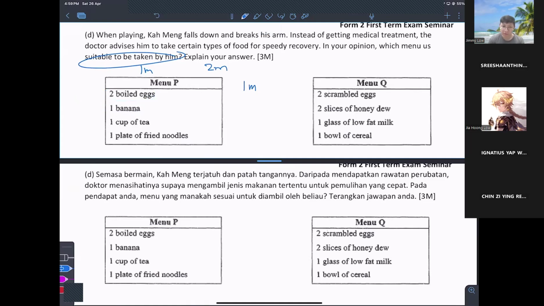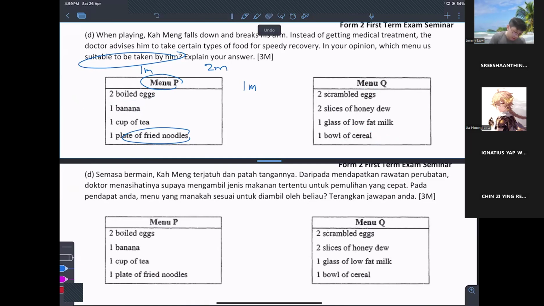Okay, but the third point you must say, but menu P is not healthy as it contains fried noodles. But menu Q is healthier compared to menu P as it has cereal. Or else you can say, menu Q has cereal, menu P has fried noodles, and cereal can help him to get a better digestion.